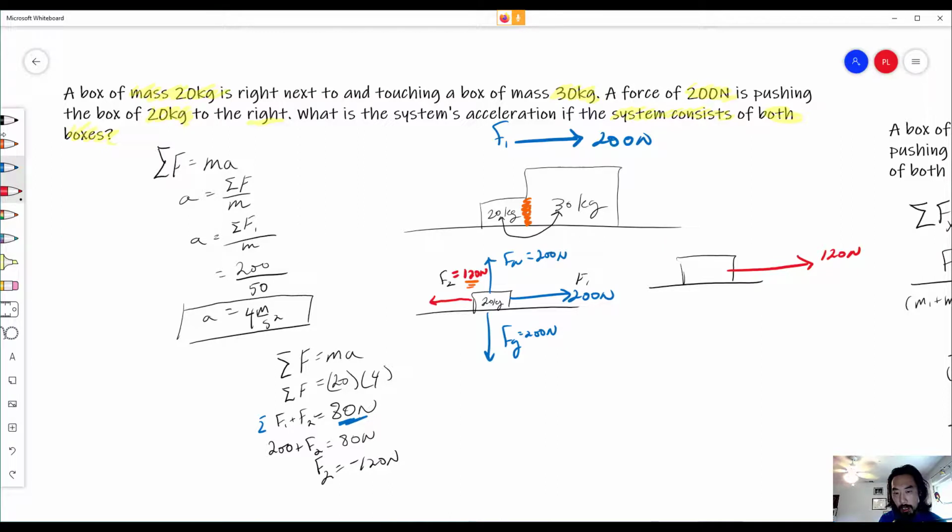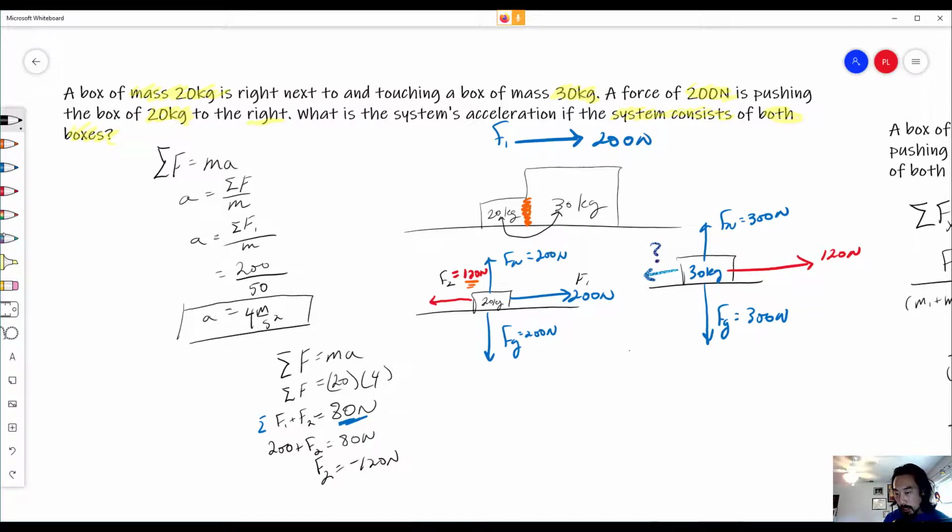I'm going to draw the other free body diagram parts. So we have F of N, and we have F of G. If this is 30 kilograms, 30 times 10 gives us 300 newtons, and there are no other forces in the y direction, so that'll also be 300 newtons. Now, is there an unknown force to the left? This is how we can tell.